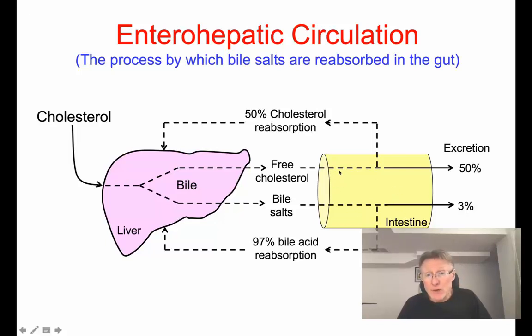And then the free cholesterol, approximately 50%, which is not a large amount to begin with, but 50% of whatever was there goes out in your feces. So there is some excretion, some loss of free cholesterol in feces. And the other 50% is reabsorbed and goes back to the liver. Now, bile salts, 97% is reabsorbed, and you only lose 3%. So the vast majority of bile salts go back to the liver through what we call enterohepatic circulation.